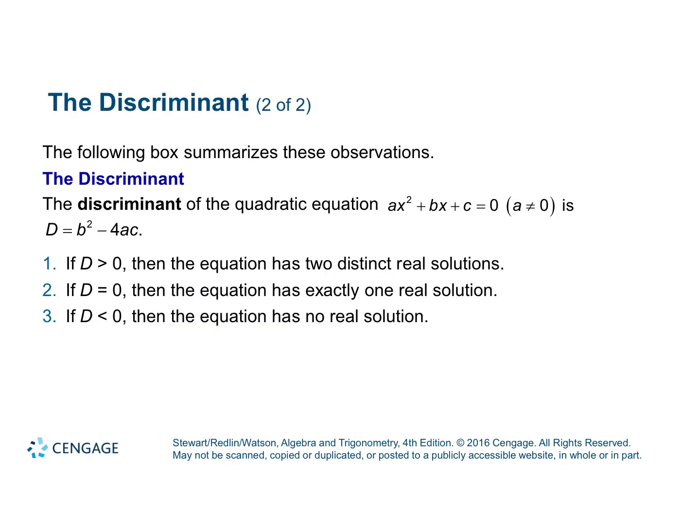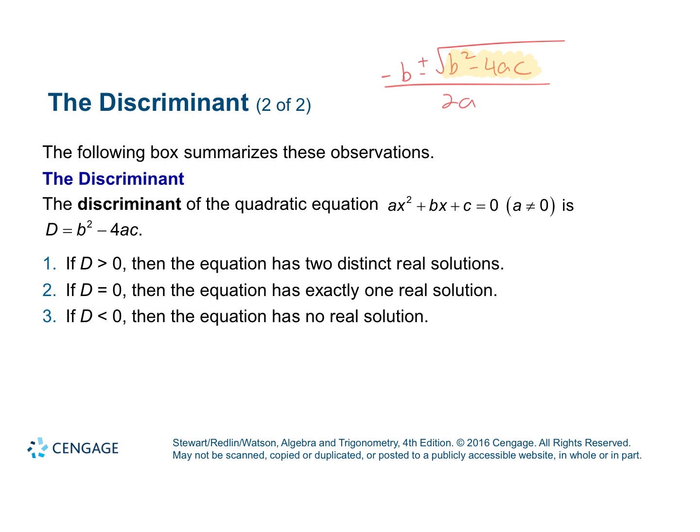Now, the discriminant. The following box summarizes those observations, and we're talking about the discriminant. The discriminant of the equation ax squared plus bx plus c equals 0, again where a is not 0, is b squared minus 4ac. Now, before I keep going, I'm going to write the quadratic equation. Notice how the discriminant is the thing right under the square root. So you don't have to memorize a whole new equation, just know that what's under the square root is called the discriminant.